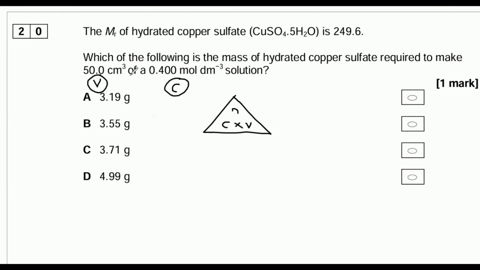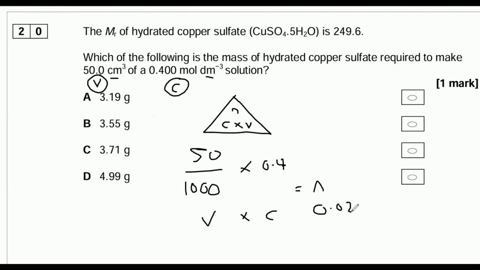Let's get to it. So I want to go 50 divided by 1,000. Why? Because you have to change that into decimeters because the units are different. And then times 0.4 is really me doing V times C, and that's going to give me moles. So what does that equal? If I do that times that, it's going to give me 0.02 moles. So that's how many moles we've got.